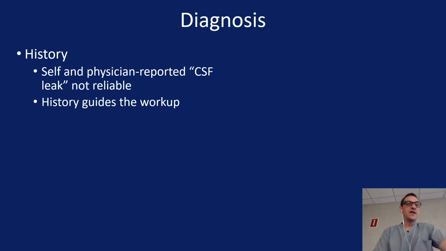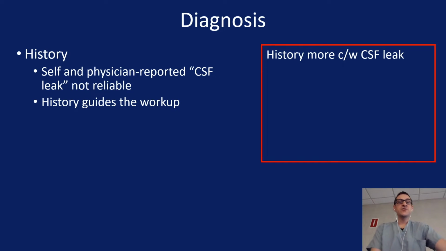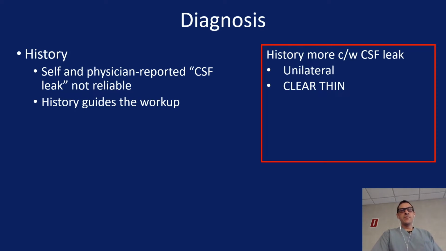Like I said, history is going to guide the workup. So the history, like Beige said, unilateral is huge. It is extremely rare to have bilateral CSF leaks. Yes, it happens, but you have to manage a lot of people to get your first bilateral CSF leak. I think I've had two, maybe three.